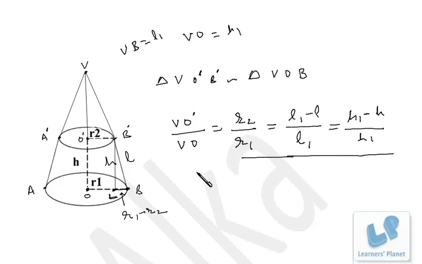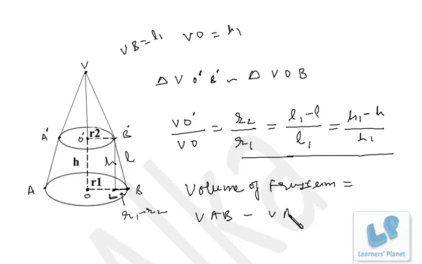Now we calculate the volume of the frustum of the cone and the surface area, that is lateral surface area and the total surface area of this frustum, right? Now volume of this frustum will be what? Volume of VAB minus volume of VA dash B dash, right? So I write volume required, that is volume of frustum, will be equal to volume of this cone VAB minus volume of cone VA dash B dash.